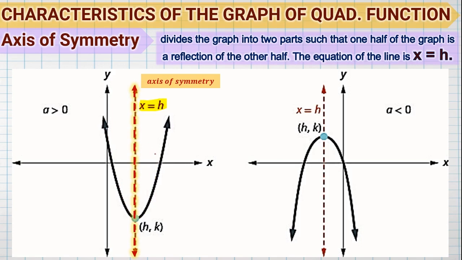Madali lang naman makita yan because it is passing through the vertex. Kung naaalala nyo, ito yung ating vertex. It is also defined by the linear equation x = h, wherein h is the x value of your vertex. So, even if your parabola is opening downward, we will still be having x = h kasi vertex pa rin naman natin yung (h, k) dyan kahit yung parabola natin is opening downward. So, that is the axis of symmetry.